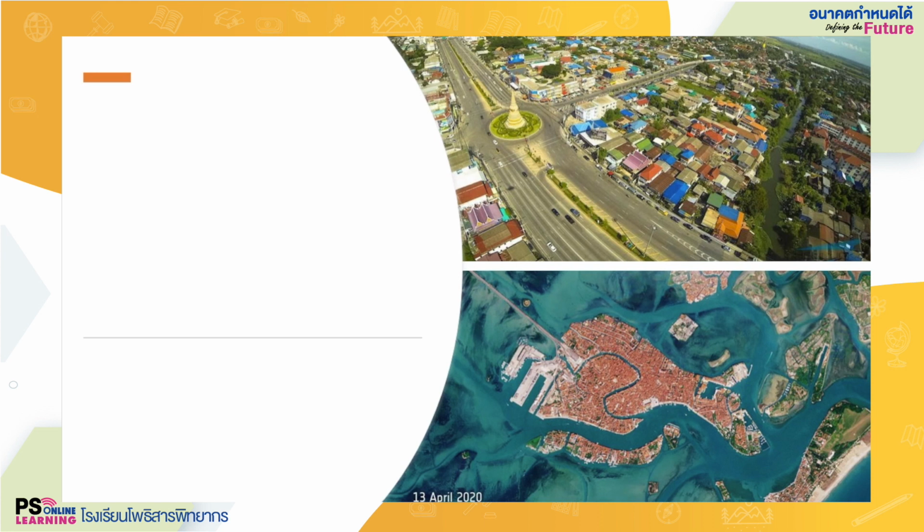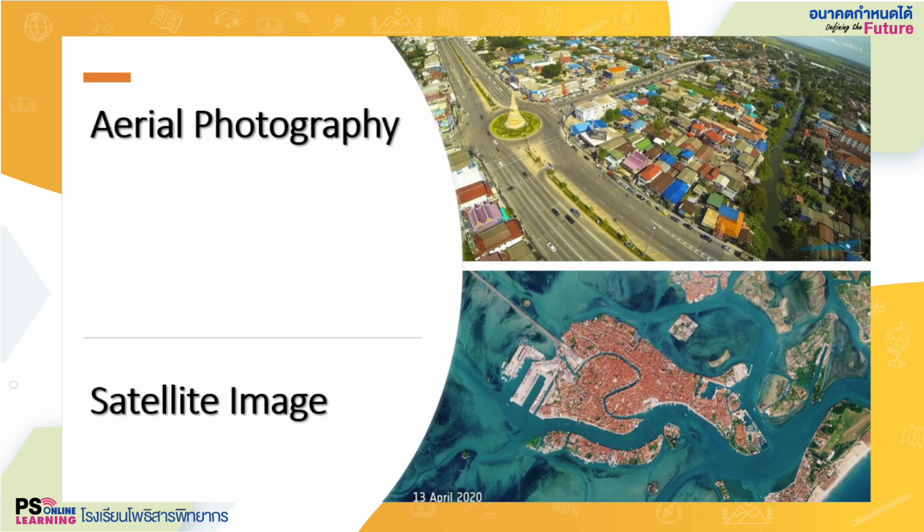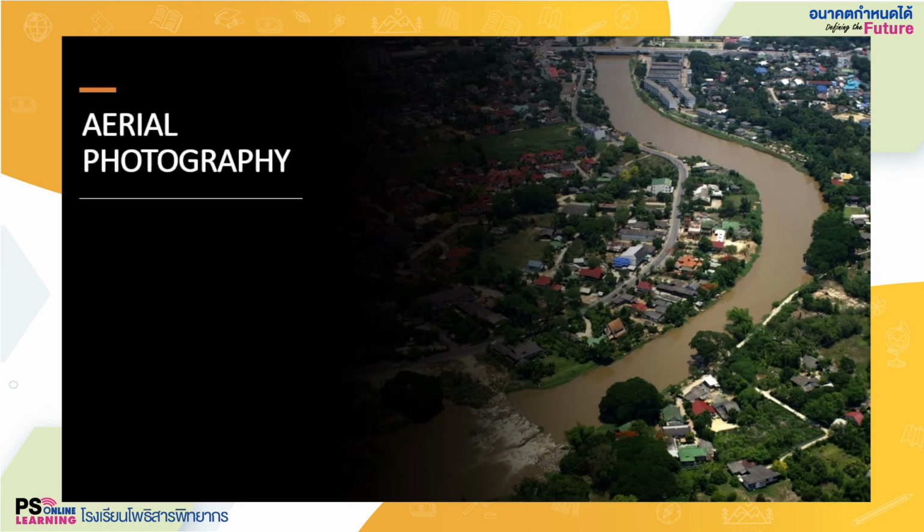Again, the answer is: on the top is the aerial photograph, which is this one, and this one is a satellite image. So what are the differences between these two? They are both pictures of the surface of the Earth, but one is an aerial photograph and one is a satellite image. To answer these questions, we need to understand what an aerial photograph is and what a satellite image is. Okay, let's begin with aerial photography first.